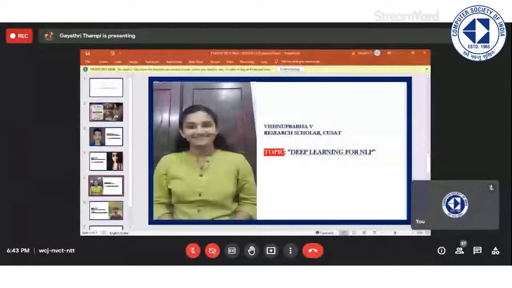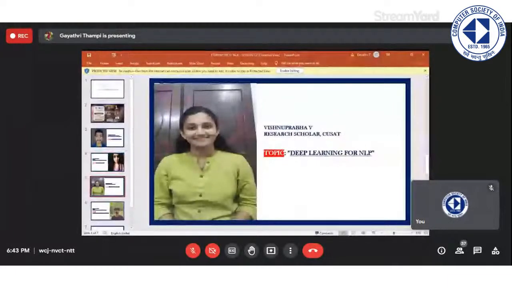Okay, ma'am. Moving on to the next speaker, Vishnu Prabha, a research scholar at the School of Engineering, CUSAT. Her research work is on the topic automatic legal text summarization. She has done her internships with various reputed companies. Her areas of interest are big data, Internet of Things, natural language processing, and deep learning. I invite Vishnu Prabha for her presentation on the topic deep learning for NLP.